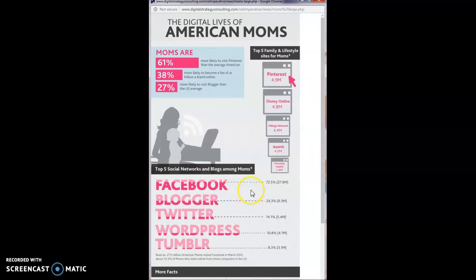Additionally, to some viewers, the two-tone gray image resembles a mother playing piano rather than a mother on a laptop with a child looking on, although arguably the white Wi-Fi symbol clarifies the scene. The subheaders, Top 5 Family and Lifestyle Sites for Moms, and Top 5 Social Networks and Blogs Among Moms, both have asterisks.